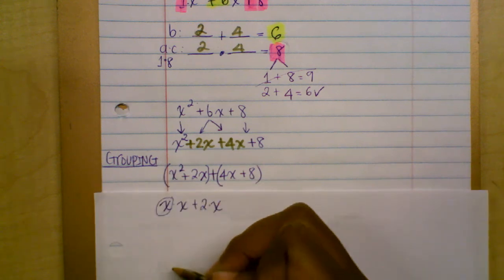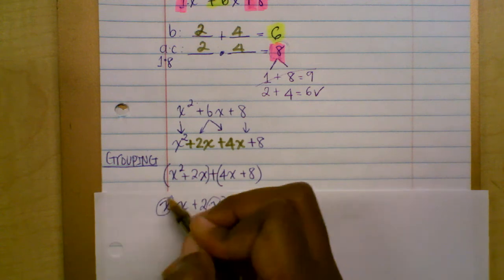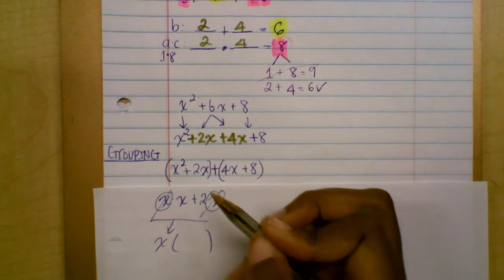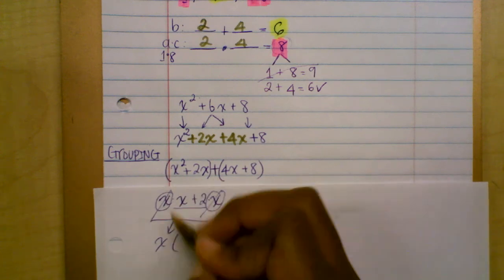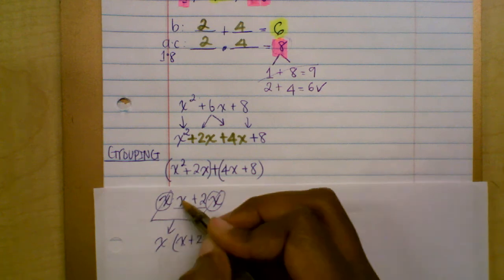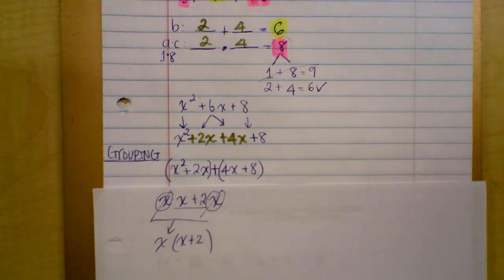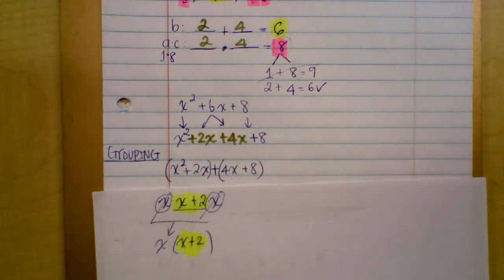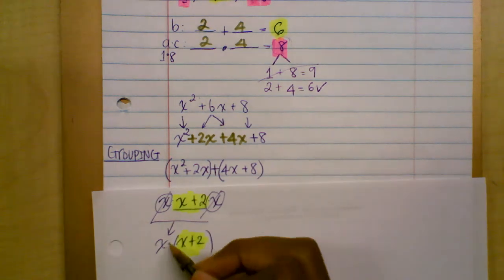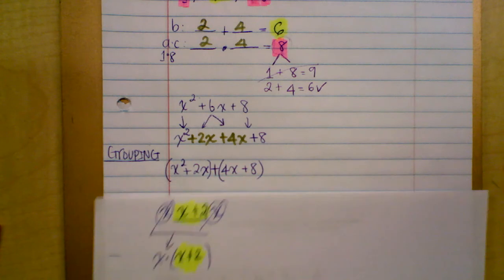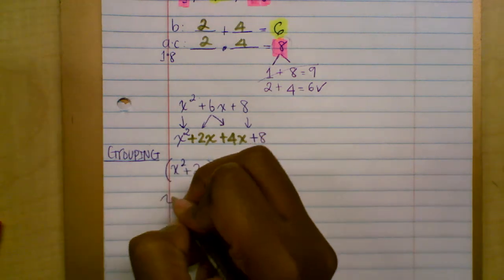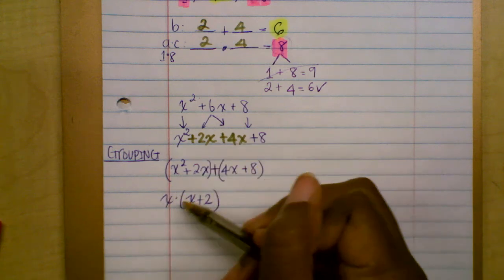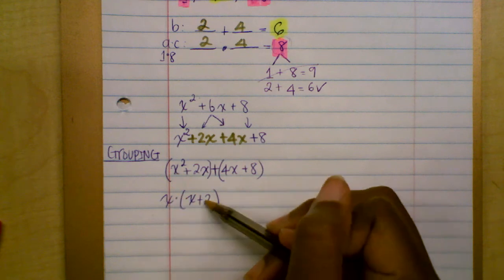So you see one x here, another one right here. You're going to pull this out, and what is left over is x and 2. You write the leftover terms inside the parentheses. So those are the two factors on the left. So I'm going to write x times x plus 2, and you can check by distributing: x times x is x squared, x times positive 2 is 2x.